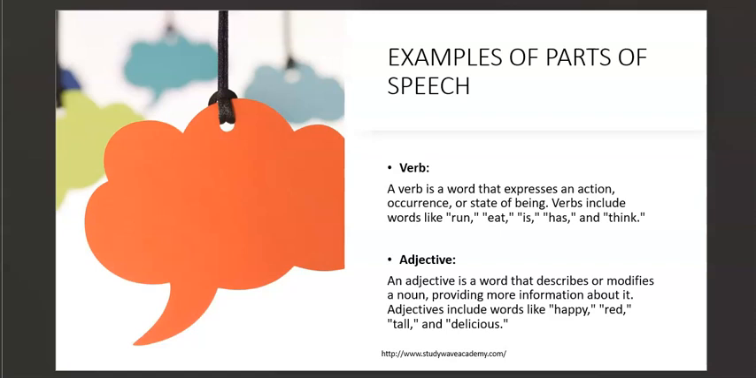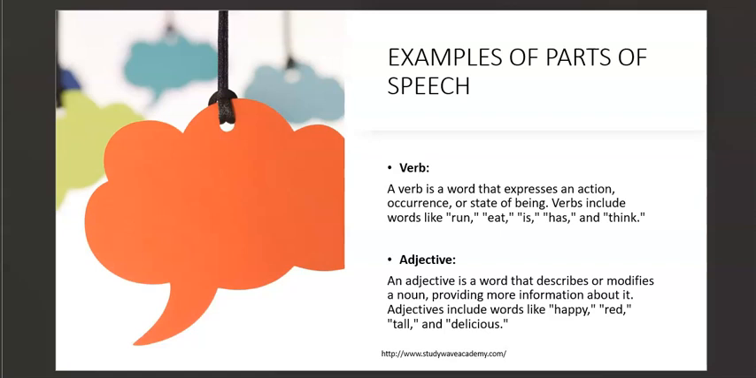The next category is what we call adjectives. Adjectives are just words that describe or modify a noun, providing more information about it. So adjectives are words that are used to give more information about a noun. For example, you're talking about your mother. You want to describe your mother. You want to paint a beautiful picture about your mother. You will use adjectives to help you.